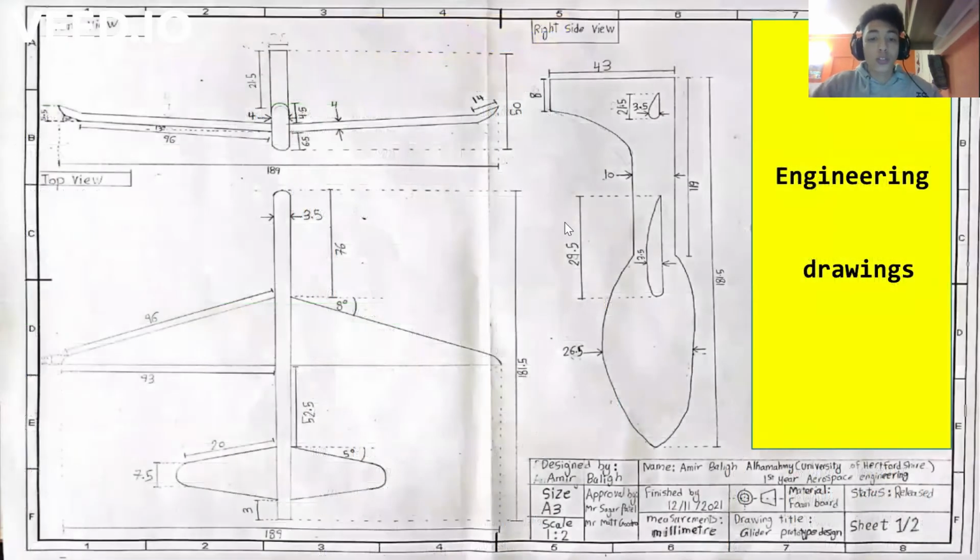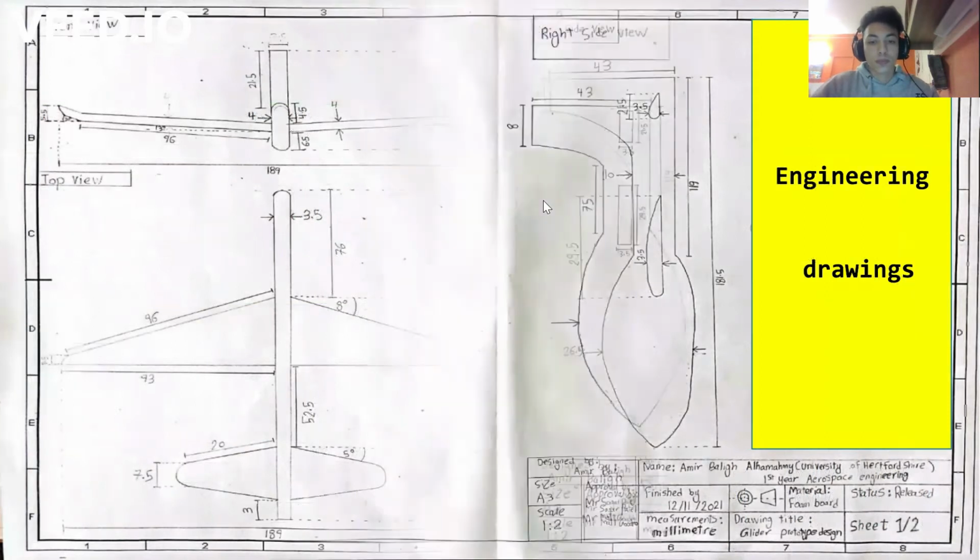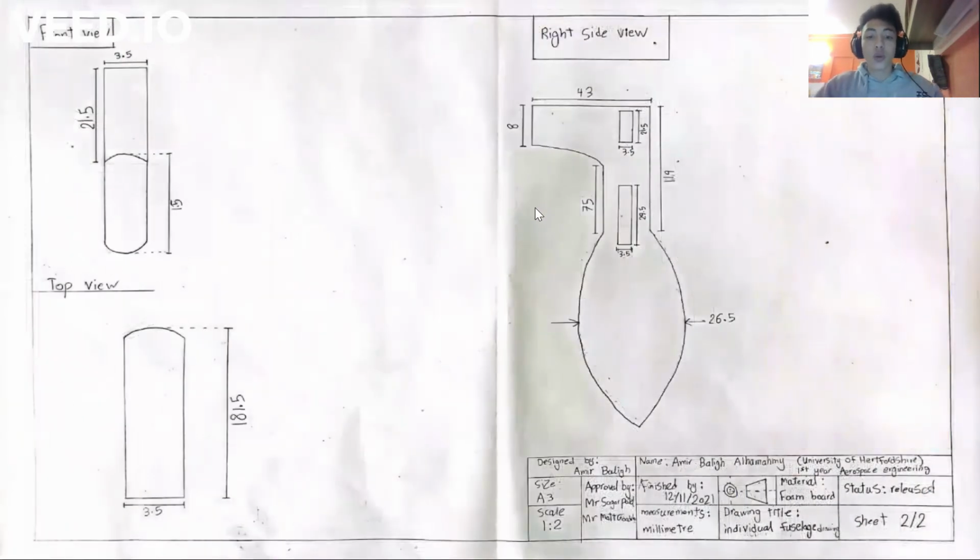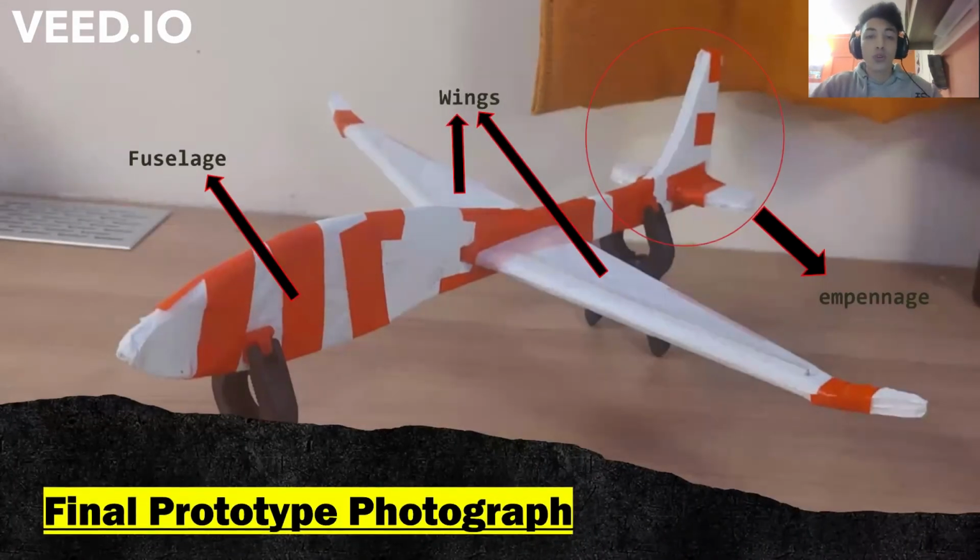Here are my engineering drawings showing the front, top, and right side views. And here's my component drawing, which is my fuselage. I chose this one as it's the most interesting component in my glider. Here's my final prototype photograph demonstrating the fuselage, the wings, and the empennage, which consists of the vertical stabilizer and the horizontal stabilizer.